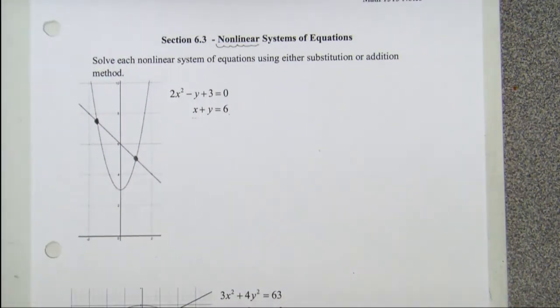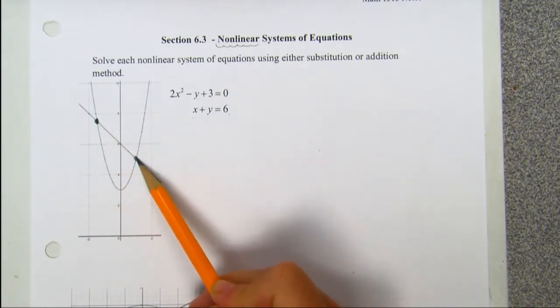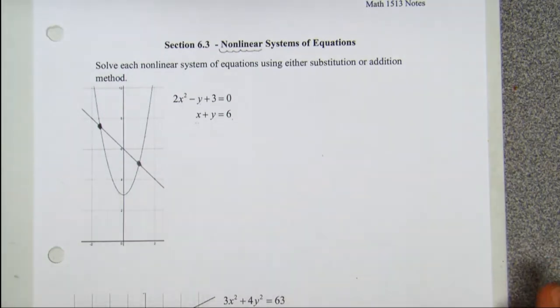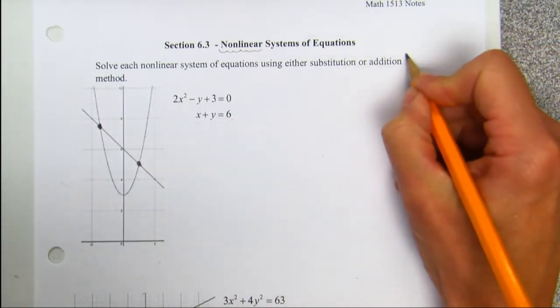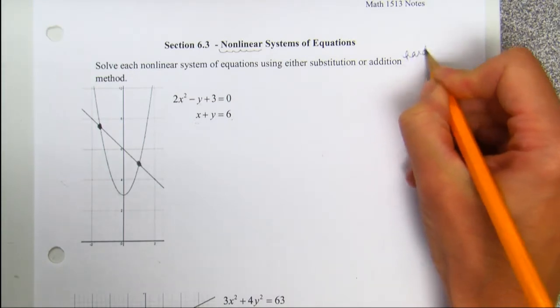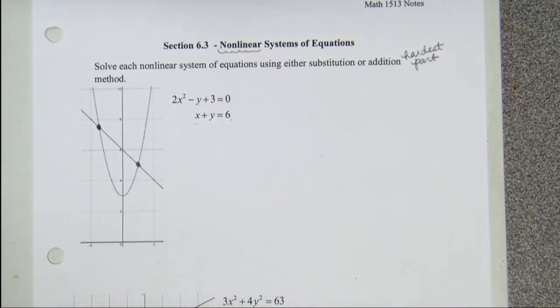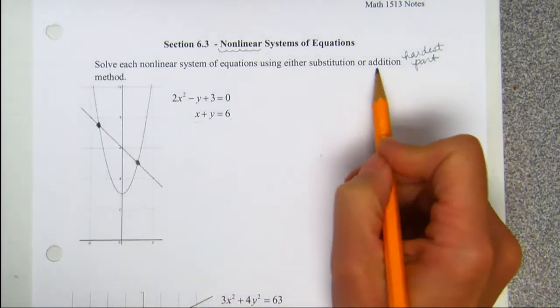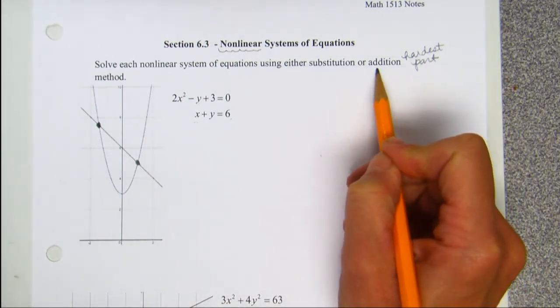But most of the time, 90% of the time, I'm looking for the 2 points where a line would cross a parabola. How do we do this? Solve each nonlinear system using either substitution or addition. And this is the hardest part of the lesson, figuring out how to solve it. Am I going to use substitution or am I going to use addition? I think we're going to look for the addition method first, and if that doesn't work, we'll use substitution.